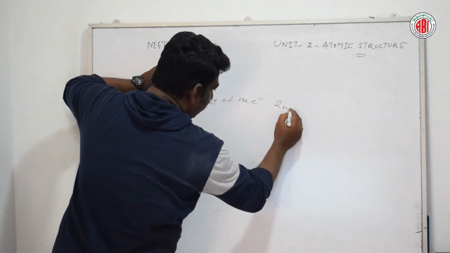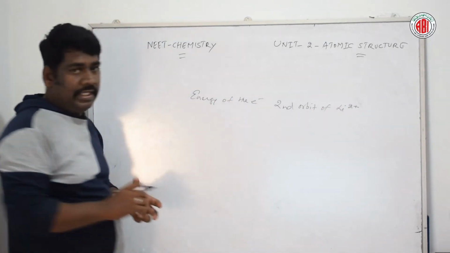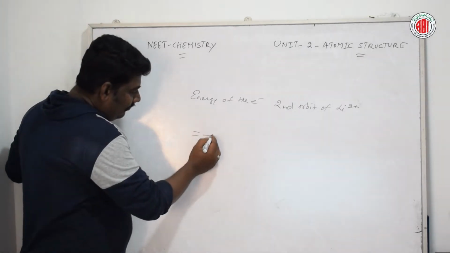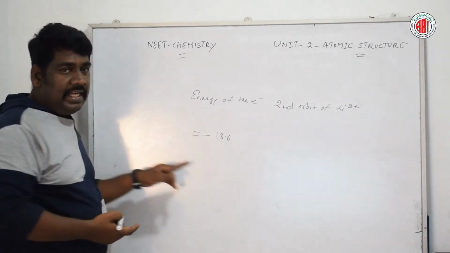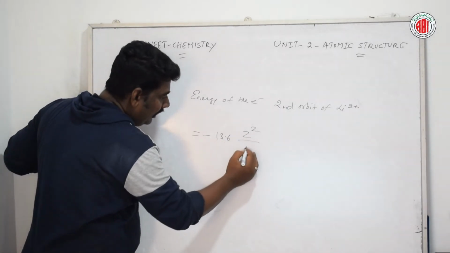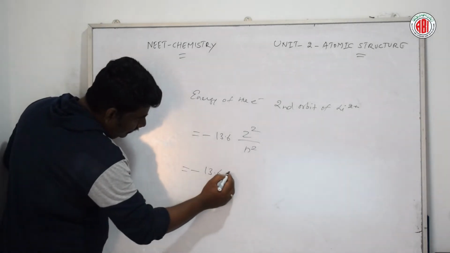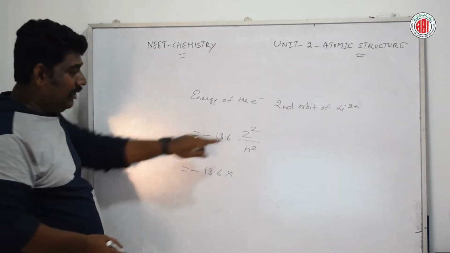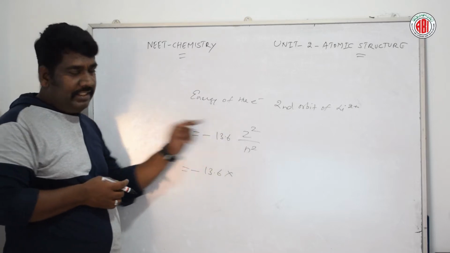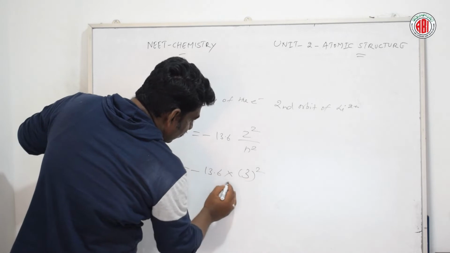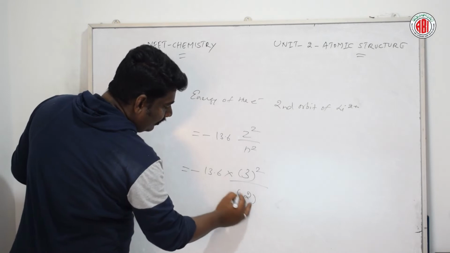Okay, second orbit of lithium 2 plus ion. We are going to use the formula for a hydrogen-like atom: minus 13.6 into Z square by n square. Z is the atomic number, that is, the atomic number of lithium, 3 square, divided by n square. n square is the second orbit, so 2 square.